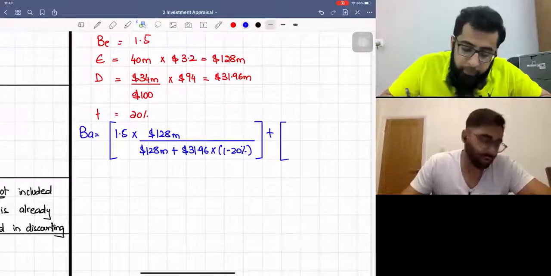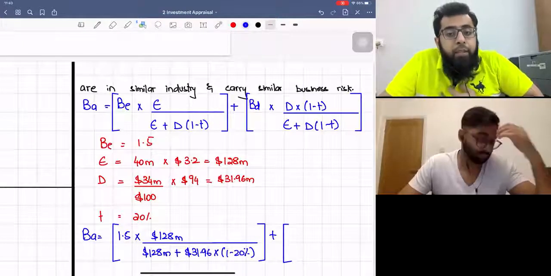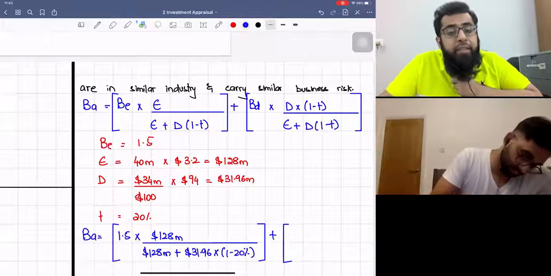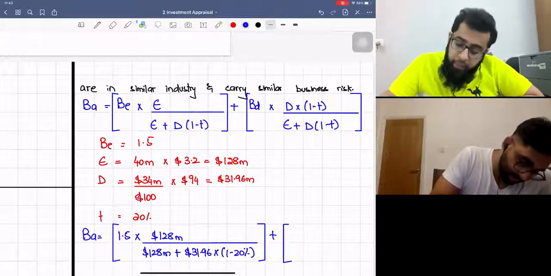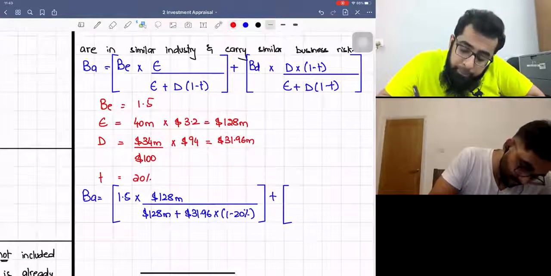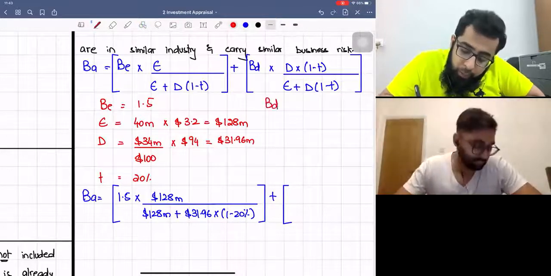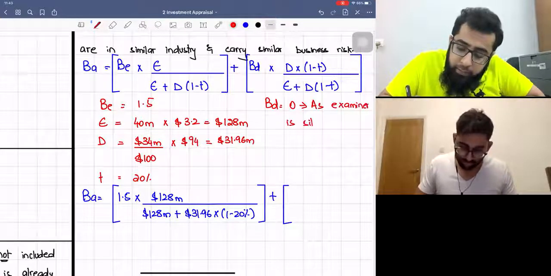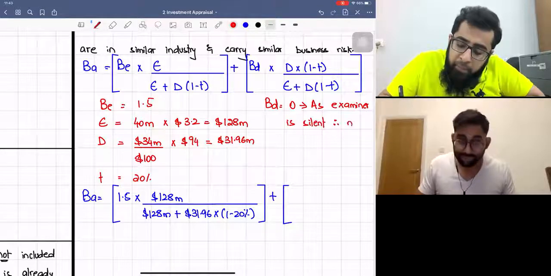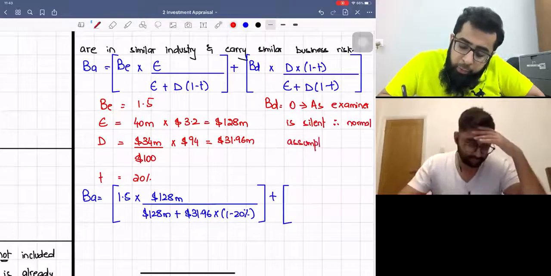Why is it assumed at 0 again? Because debt is normally assumed as risk-free. So in case of debt, we assume that there will be no additional risk responsiveness. So I'm going to say debt assumed risk-free, unless the examiner states otherwise. Beta debt is equal to 0 as examiner is silent. 1 minus 0.8 times 31.96 plus 128. Normal assumption is that debt is risk-free.